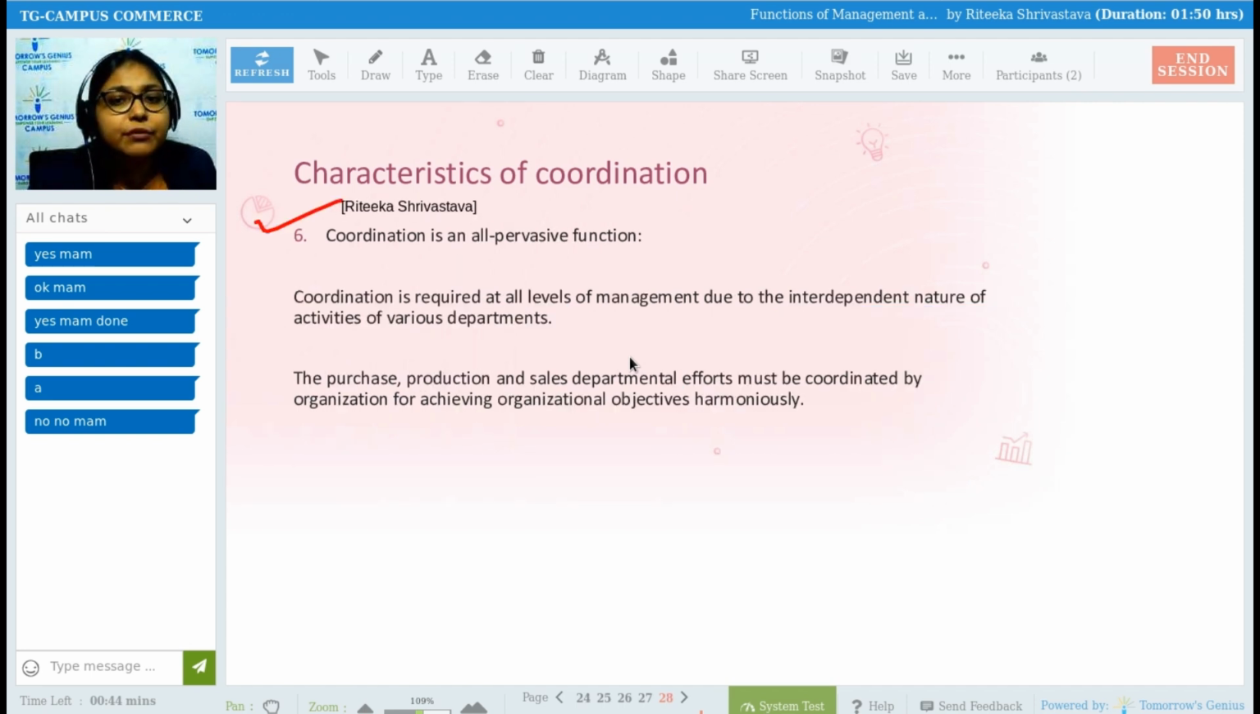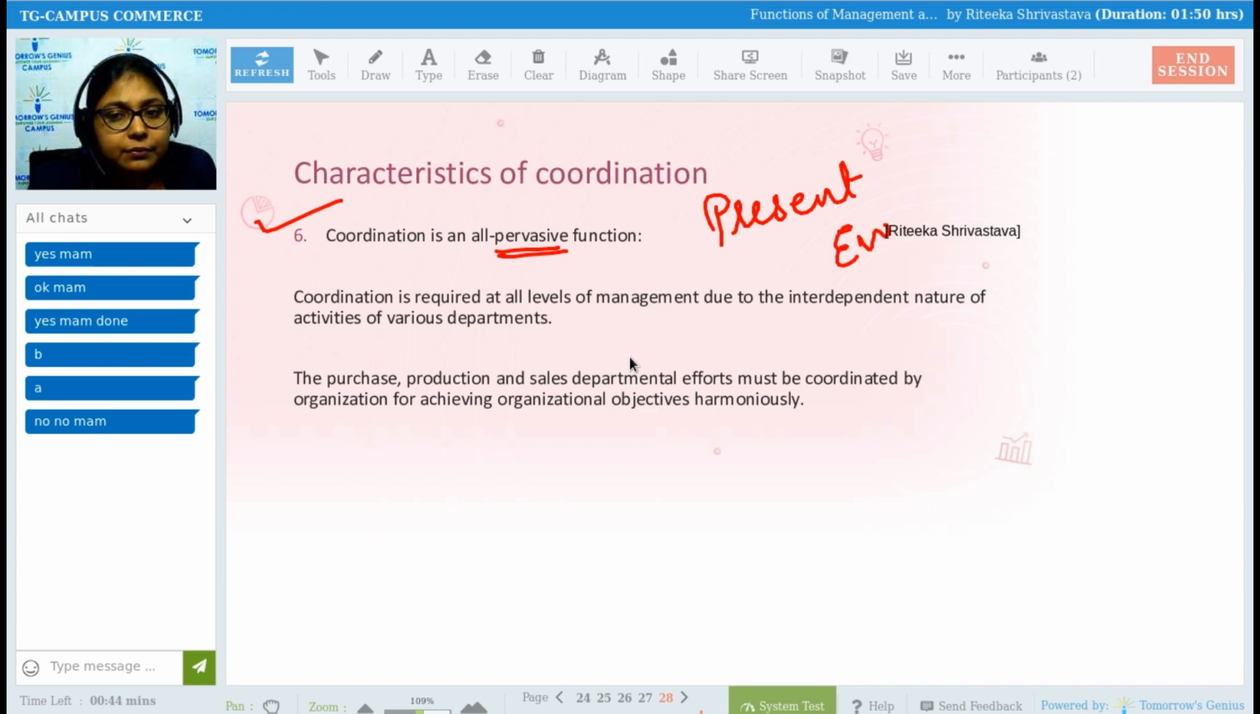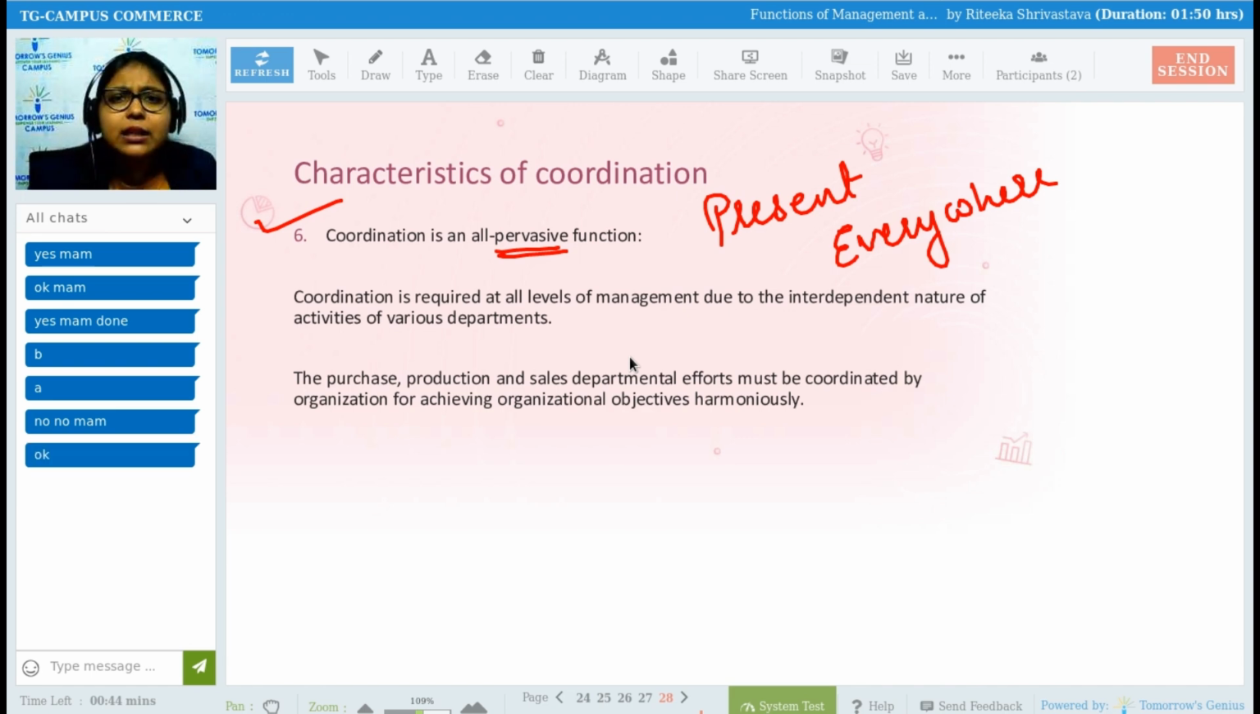Coordination is all pervasive. We know the meaning of pervasive: it means present everywhere. So coordination is also pervasive in nature. That means it is present everywhere, in every organization, in every department.